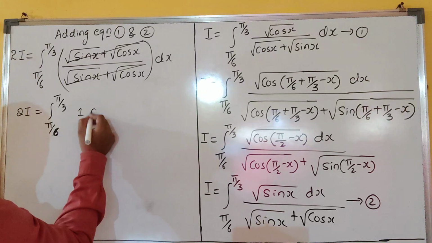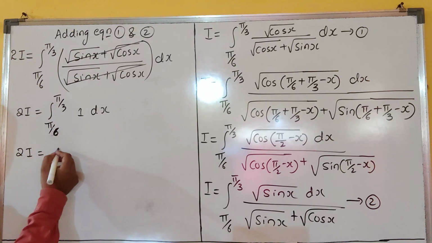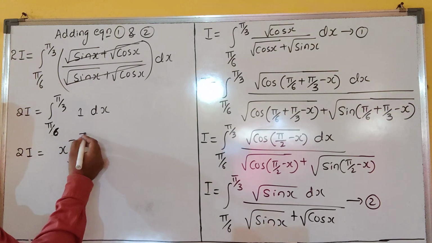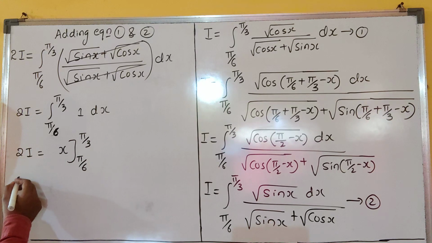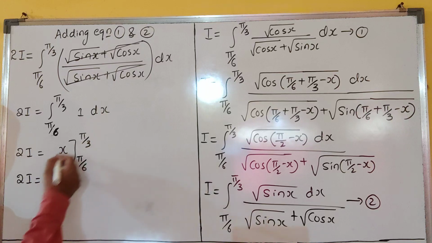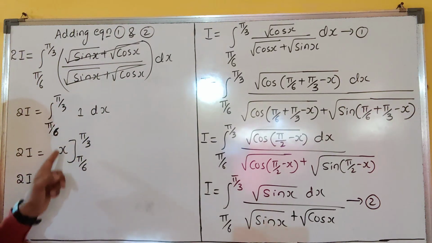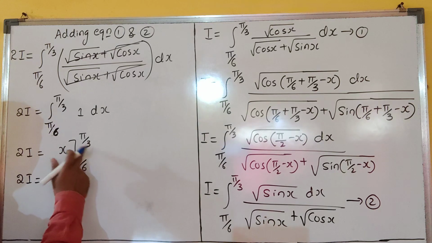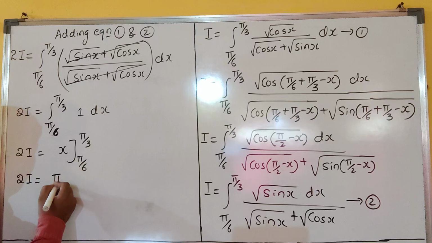Now here you are left with integration of 1. The x intervals are what? Pi by 3, pi by 6. Understood? Now you will substitute in this x value. First you have to substitute what? Integration of 1 is x. In the interval you have to substitute the upper limit. Upper limit is what? Pi by 3. Pi by 3 you substitute.